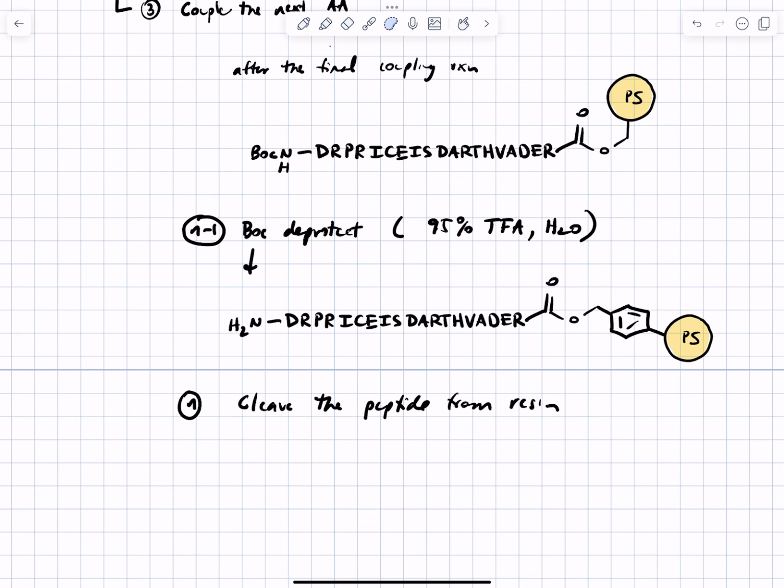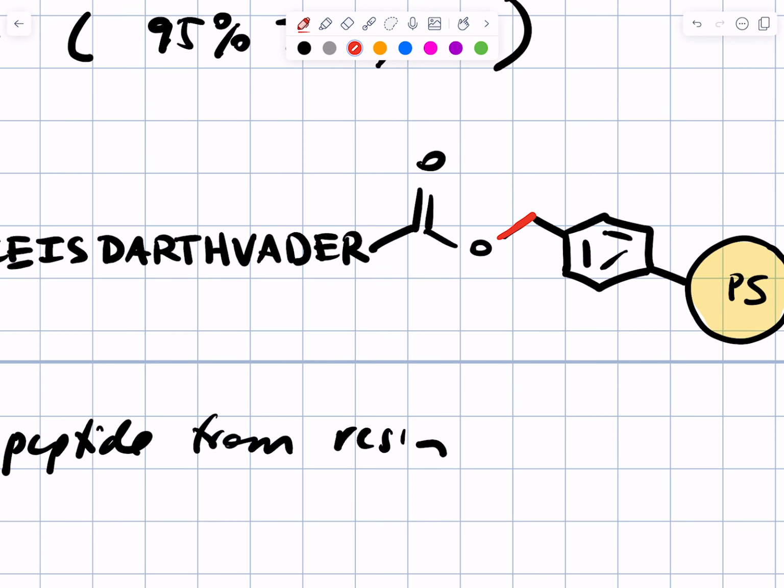So one of the benzene side chains of polystyrene has a CH2 group on it, and then that CH2 group is attached to one of the oxygens of the C-terminal carboxylate of our peptide. Basically, our goal is going to be to break this bond.